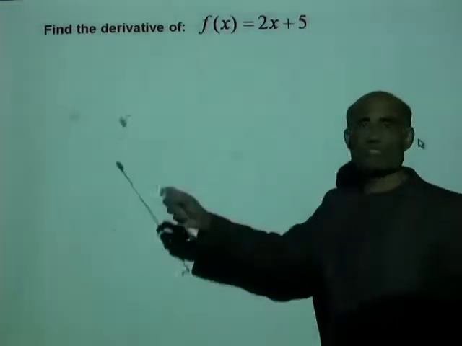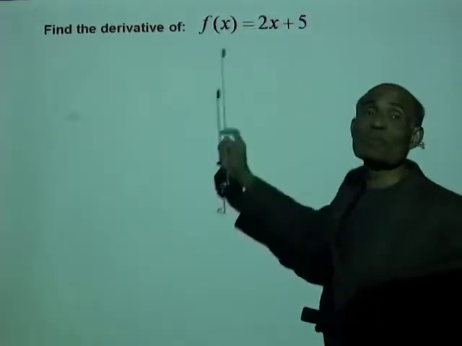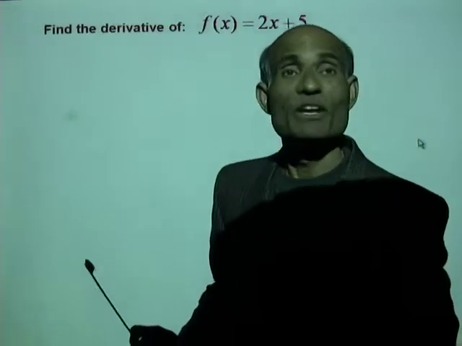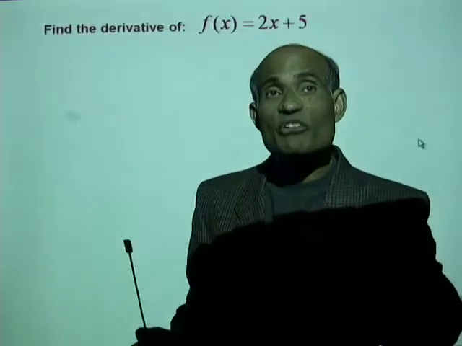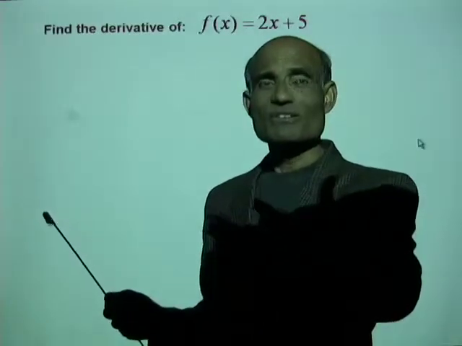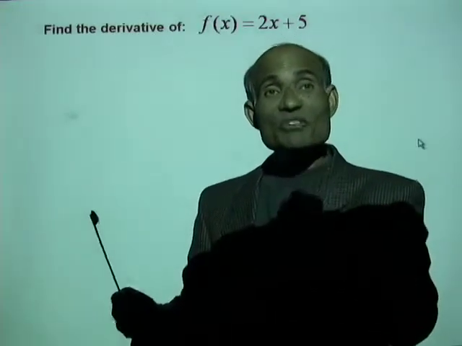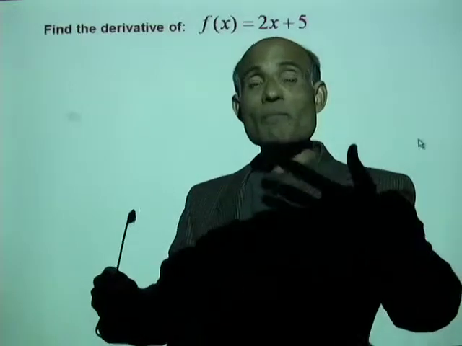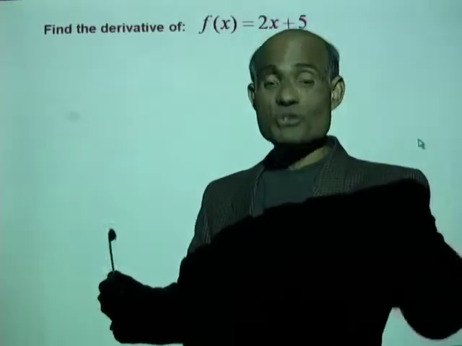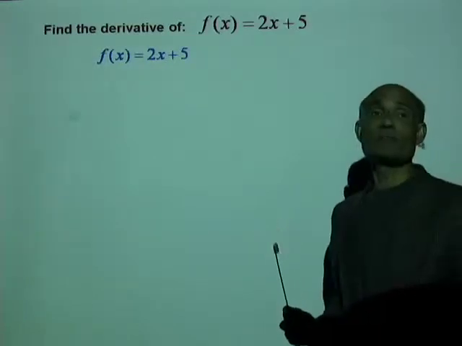Let's practice this using a function like this. F of x equal to 2x plus 5. Now tell me, if I have a function like f of x equal to 2x, what is the rate of change? Well, we talked about it. It is 2. When x changes by 1 unit, y will change by 2 units. How about f of x equal to 2x plus 5?